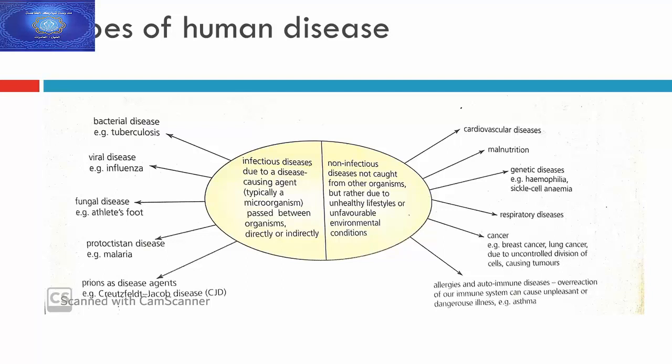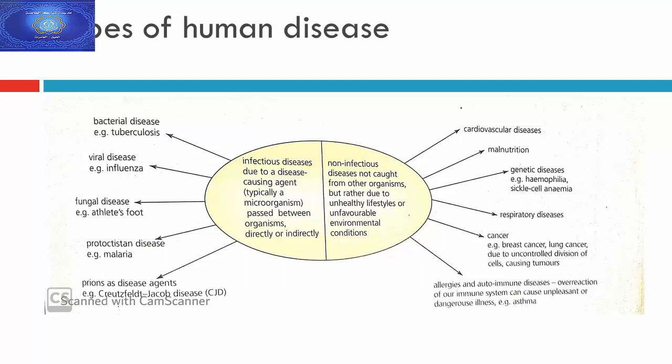Non-infectious disease is not caught from another organism, but comes from an unhealthy lifestyle or unfavorable environmental condition. Like a person who is eating a lot but not doing any work. So obesity will cause sugar, cholesterol, pressure. All these are not by pathogenic effect. This is because of our lifestyle. They are known as lifestyle diseases.